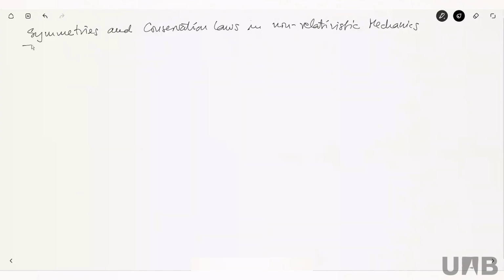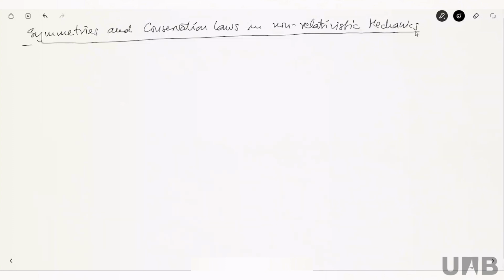So let's look at these consequences. So this is going to be symmetries and conservation laws in non-relativistic mechanics. So let's look. Let's look at all the conservation laws that we know, and let's see how they appear because of a symmetry transformation.